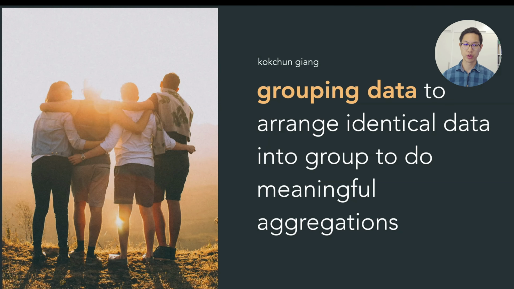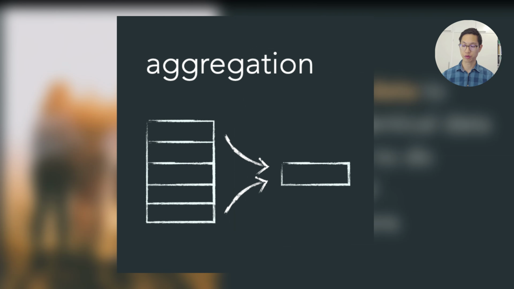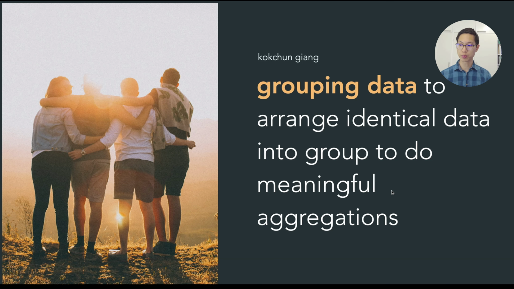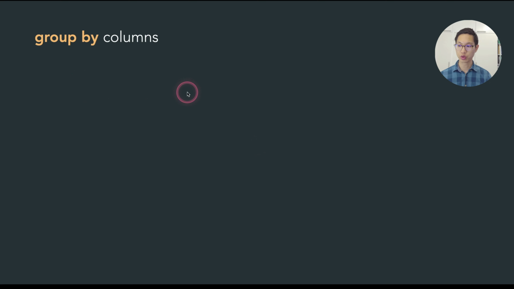Grouping data arranges identical data into groups to do meaningful aggregations. We have already worked with different aggregation functions, where you have a lot of data, or several rows, and it becomes one row. You have a many-to-one mapping. The idea is that you group the data based on a certain condition, and then afterwards you do the aggregation function on each of the groups. That is the idea. Here you group by columns.